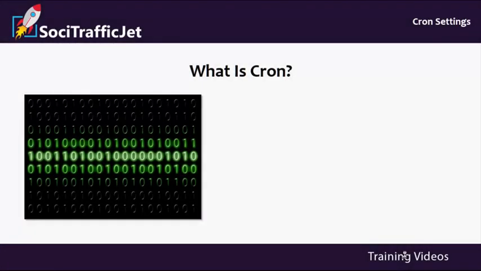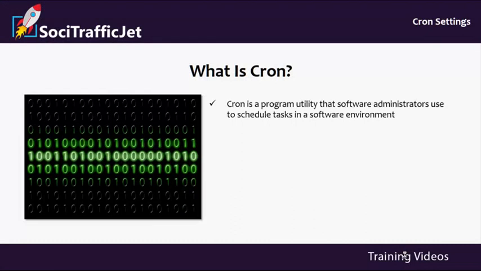What is cron? Cron is a program utility that software administrators use to schedule tasks in a software environment when they need repetitive tasks to be executed on a fixed schedule, so they don't have to execute them manually every time that they are required.